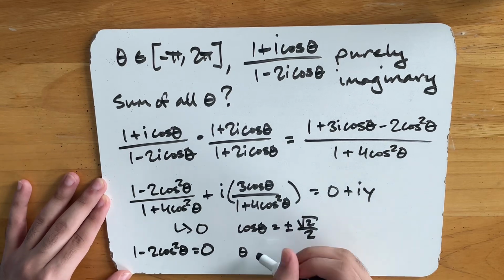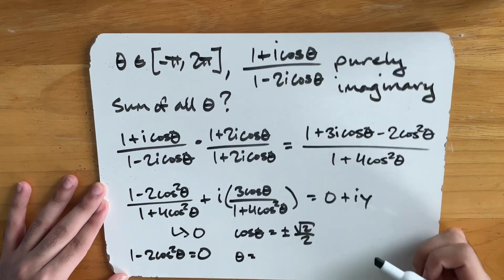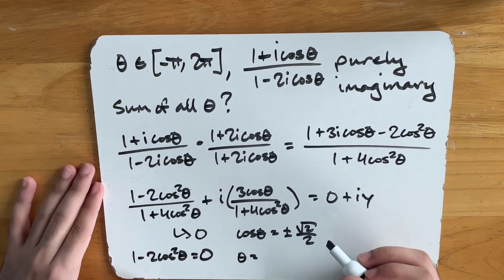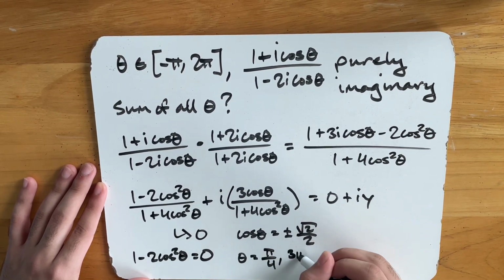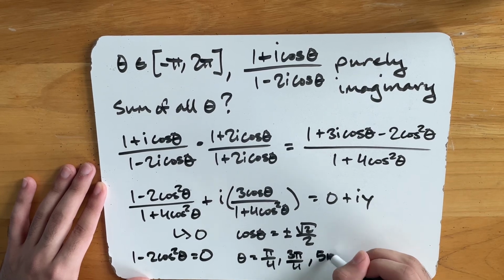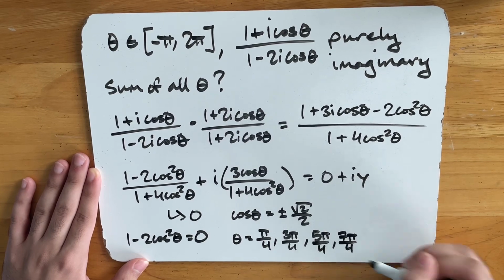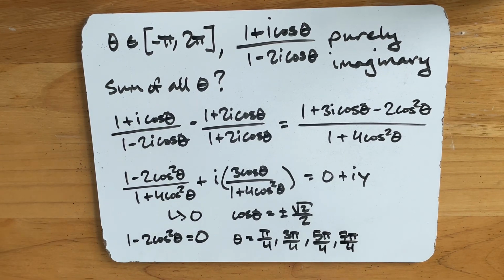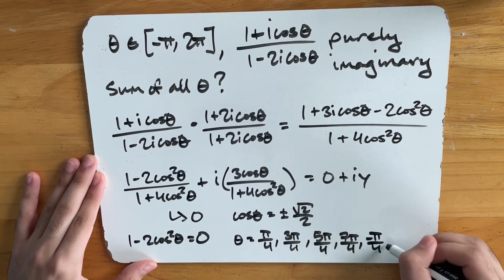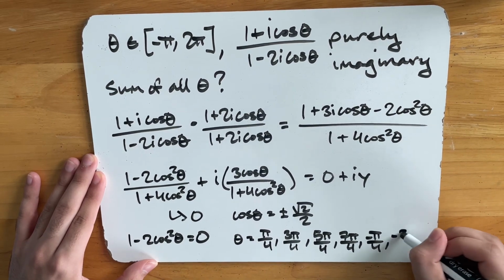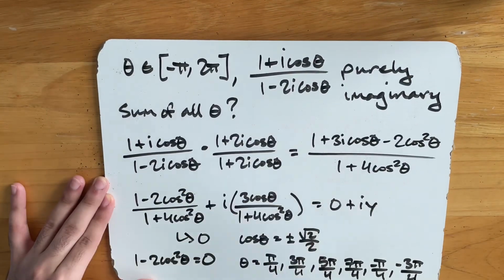And then we can get theta from the range we have here, from minus pi to 2 pi. I'll start from 0 to 2 pi. Thinking about the unit circle, theta can be equal to pi over 4, 3 pi over 4, 5 pi over 4, and 7 pi over 4. Well, that's from 0 to 2 pi. From 0 to negative pi, we can have negative pi over 4 and negative 3 pi over 4. So these are all our possible values of theta in this interval.